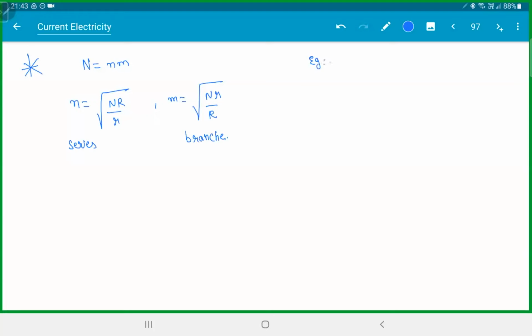Example, let's say the total number of batteries is 100. Capital R is 8 ohms and small r is 2 ohms. Then the small n value will be root over 100 into 8 by 2. That gives you 20 batteries. So 20 batteries you should keep in series, and you have to keep 5 branches for maximum current. That's how they'll ask the question directly in the exam.